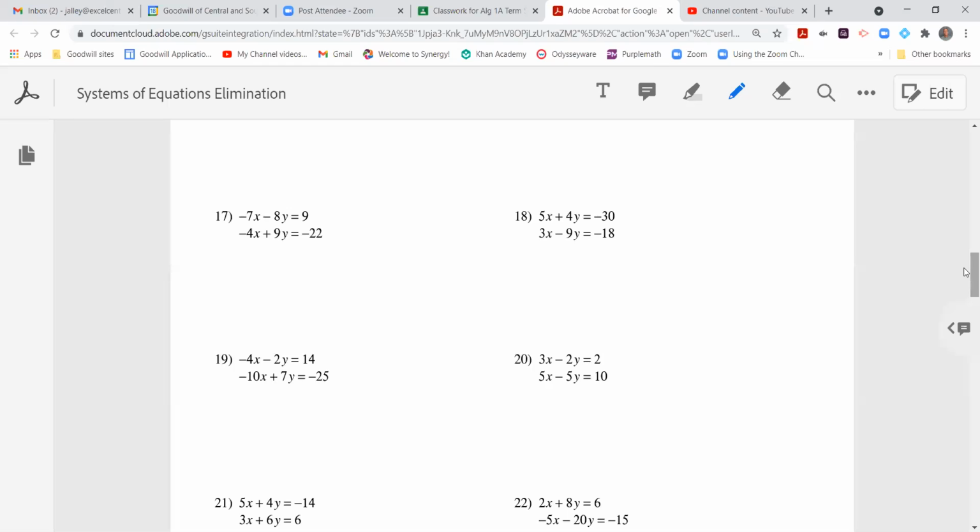Cancel here. 95y. Add down this column. 10, 4 and 5 is 9. Negative 190. Well, it's not so bad after all, because I get y equals negative 2. 95 is almost 100. 100 and 100 would be 200. That didn't come out so bad.